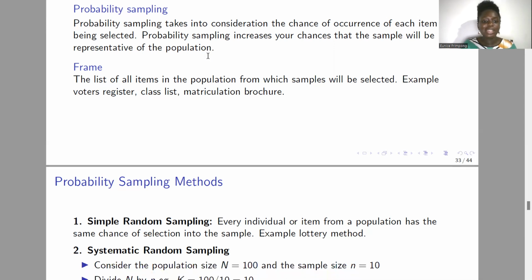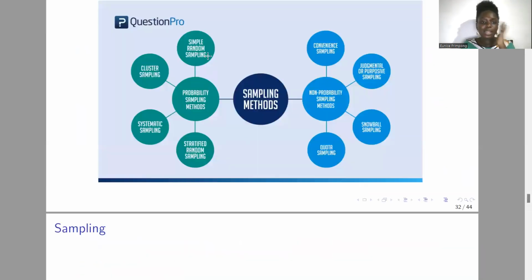Good. The next form of probability sampling is systematic sampling. Let's look at systematic sampling. Yes, systematic sampling.